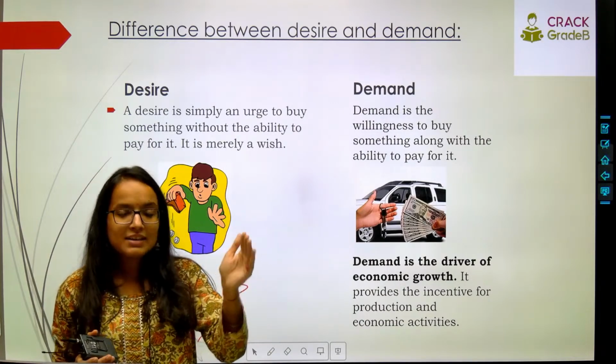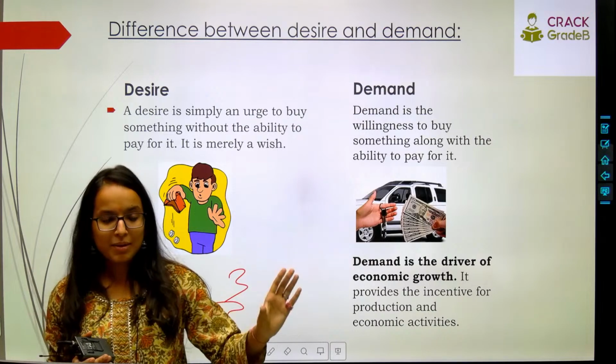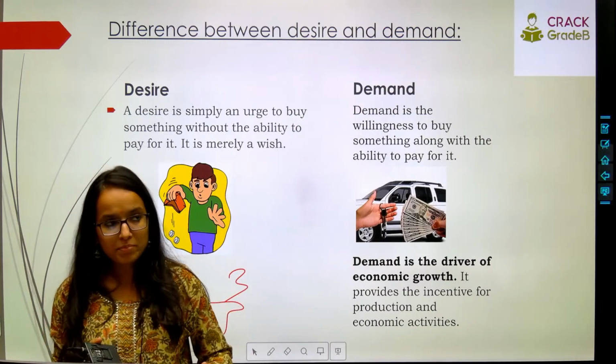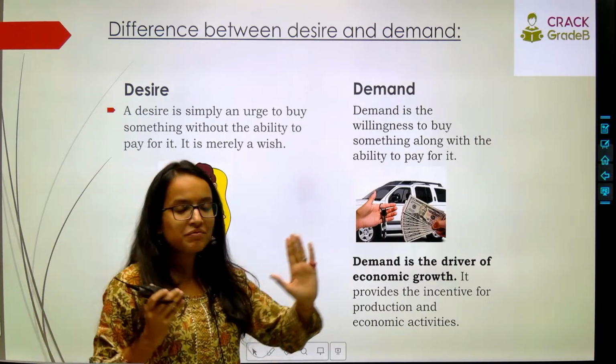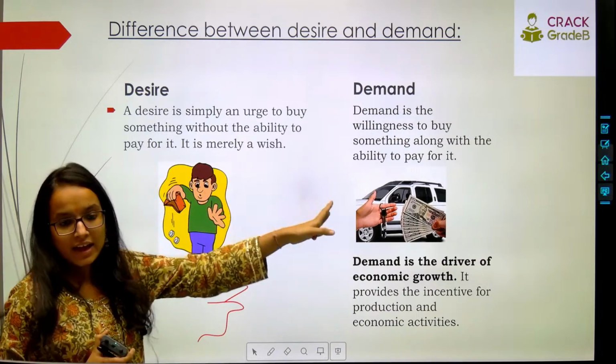So demand is different from a wish or a desire. Demand and supply are very, very important topics. So first we need to clarify the difference between desire and demand.